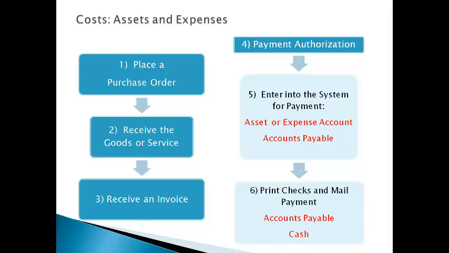Checks are then printed and mailed to the suppliers. The computer system automatically enters the journal entry to reduce cash and reduce accounts payable when checks are printed. This process records the majority of assets and expenses for the accounting department. The journal entries in red are automatically made by the computer system after data entry.